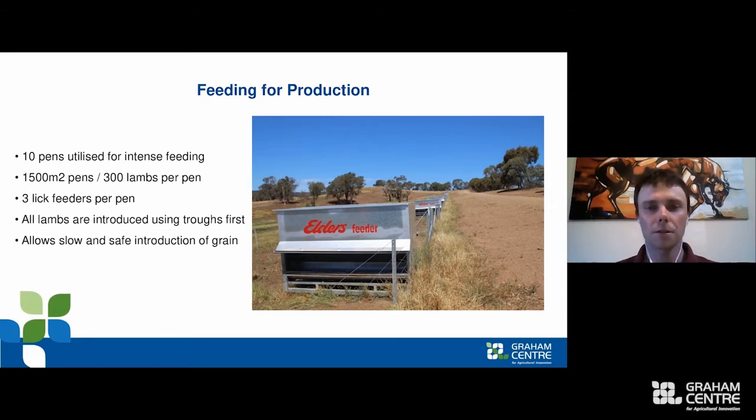All lambs are introduced to the feedlot pens via the containment pens. So they actually start in the containment pens, and so we can allow safe introduction of grain. They're fed with the trail feeder as well. They just start off at 100 grams per head per day, and they're slowly increased until they're on 1 kilo, and then by then they're safe to go on a lick feeder.